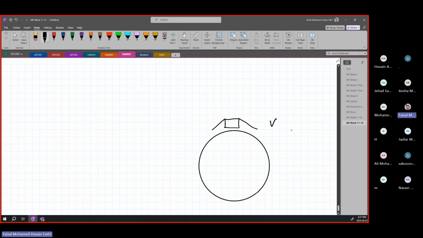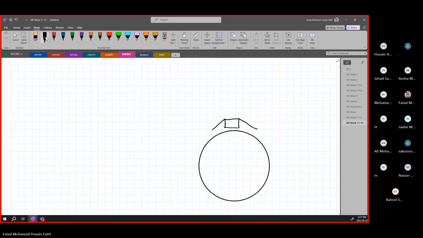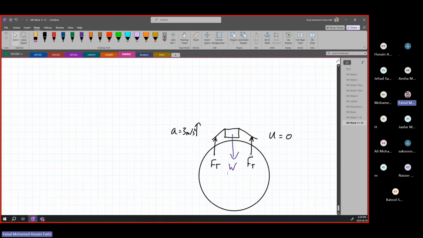So meaning V0 equals 0, or U equals 0. Let me actually say U is equal to 0. So our U here equals 0. And we know we have a vertically upward acceleration A of 3 meters per second squared. Then we know we have our thrust force that is required here, which we will find in a bit, Ft, and Ft, and we have our weight, which is pulling this down on the moon, W, which is equal to mg.